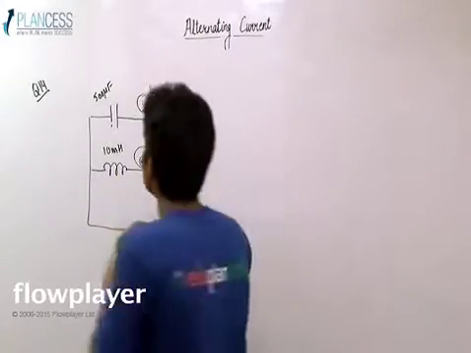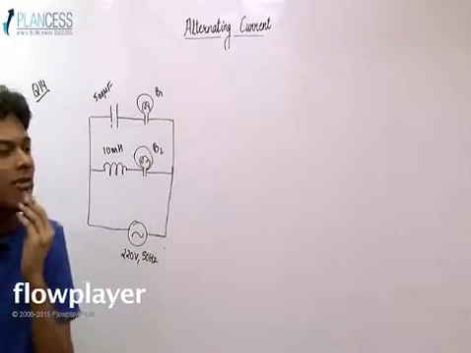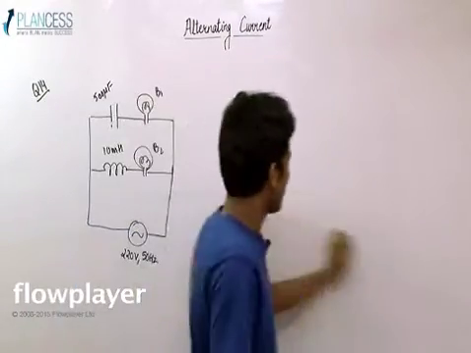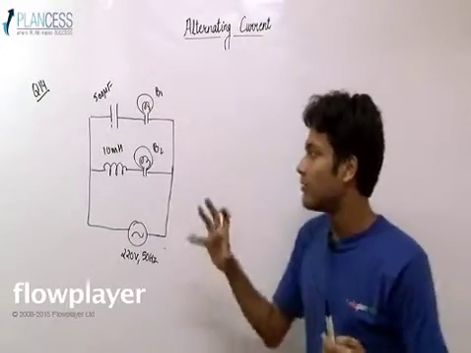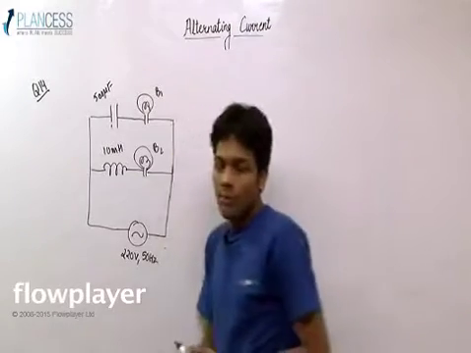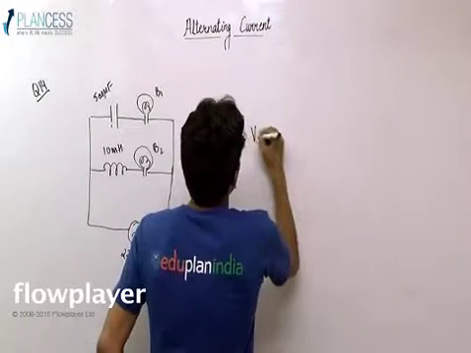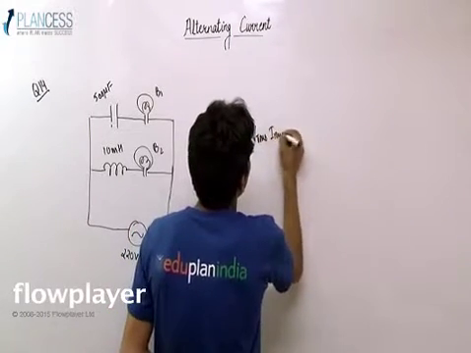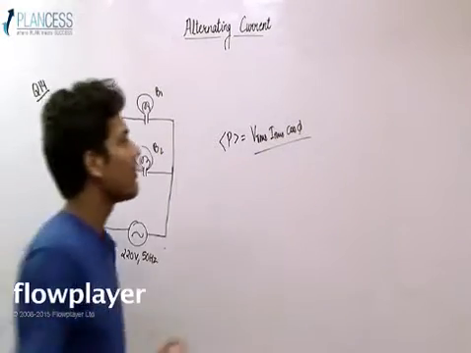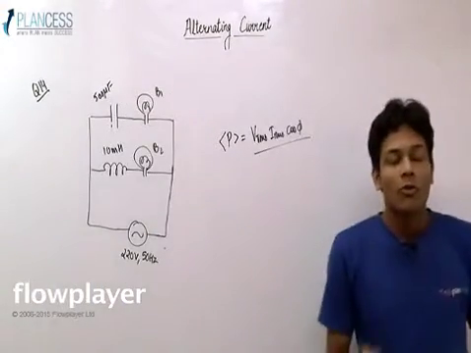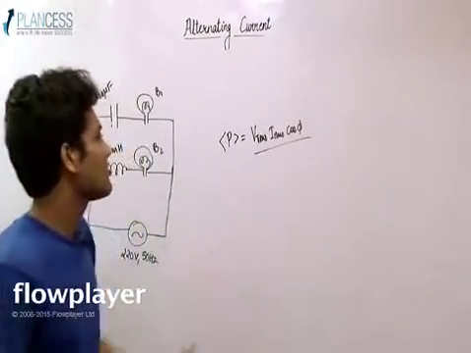Does that mean that the branch which consumes more current will consume more power? No, because you know that the average power formula is VRMS IRMS cos phi. So maybe one of the branches may consume more current, but the cos phi factor for the two branches would be different, and thus the answer may come out to be reversed. So let's check this out.